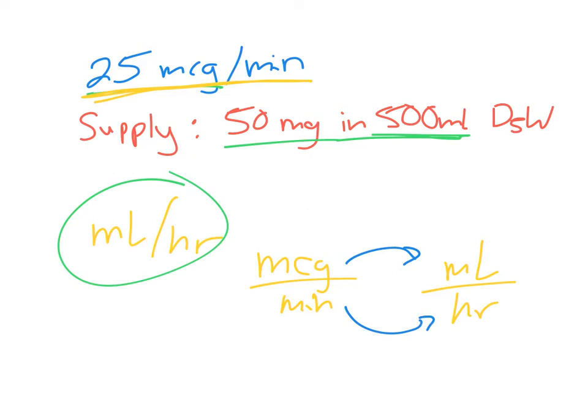One, I need to get it from minutes into hours. We know that there are 60 minutes in an hour. So in that case, we're going to multiply it by 60, because I know what they're given per minute. So if they're getting 25 micrograms every single minute, they're going to get another 25 micrograms in the next minute, another 25 in the next minute. They're going to end up doing that 60 times in an hour. So by multiplying it by 60, we can figure out what that would be per hour.